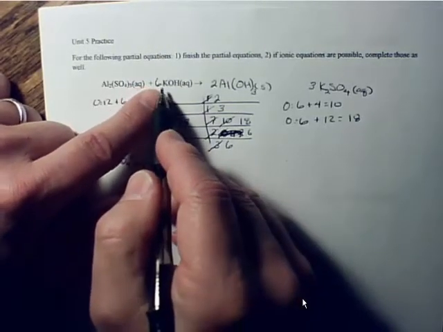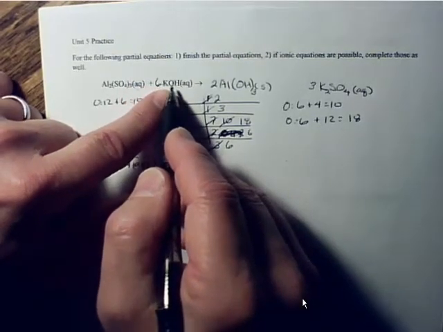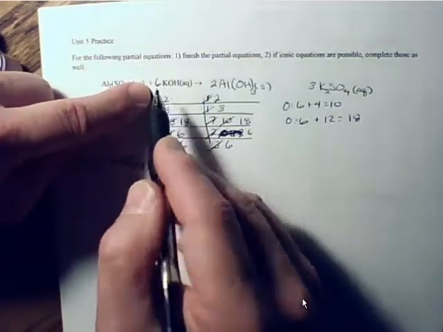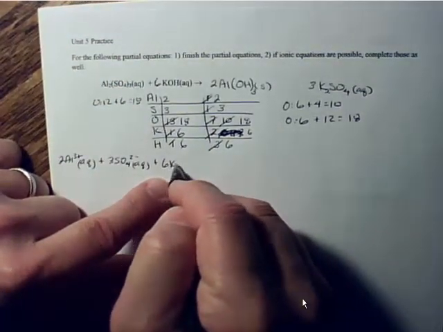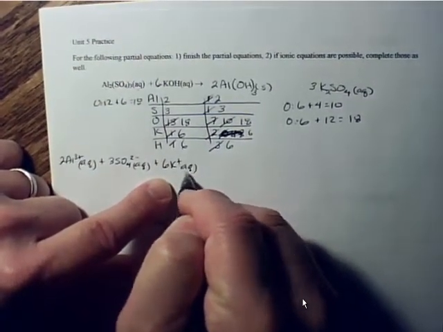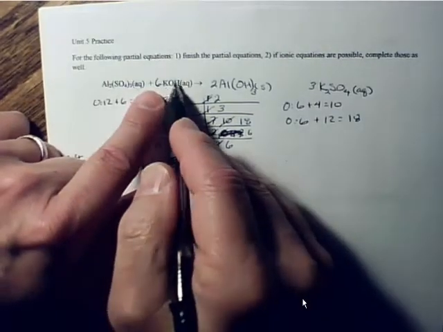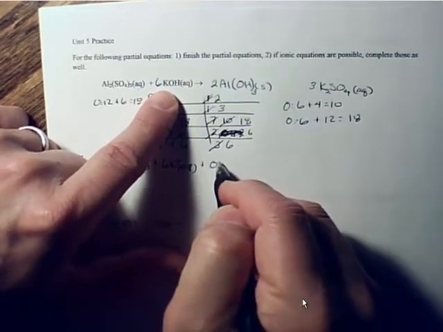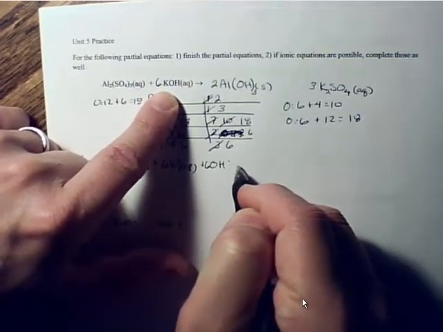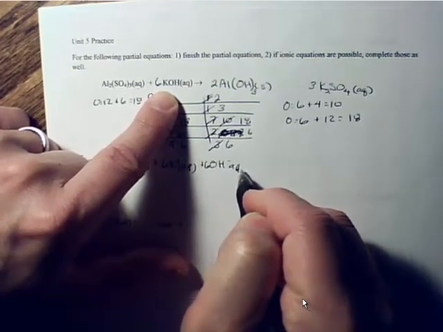I've got 6 of these things, and that's 6 potassiums and 6 hydroxides. 1 of each in the formula times 6. 6 for each. 6 potassium ions, aqueous. Because this is an ionic compound, it's aqueous, this is going to be aqueous. Ionic compound, aqueous, the hydroxide is going to be aqueous. 6 hydroxide ions.